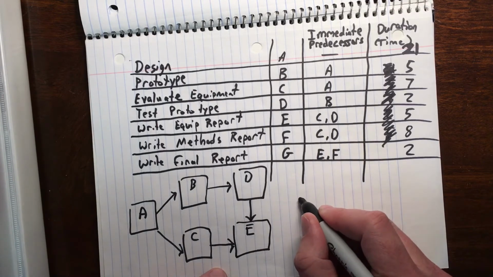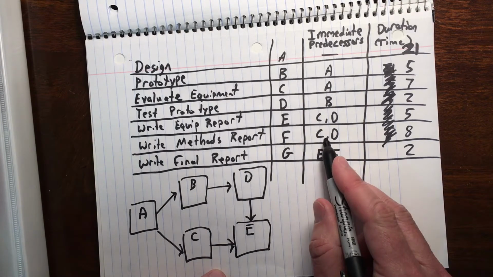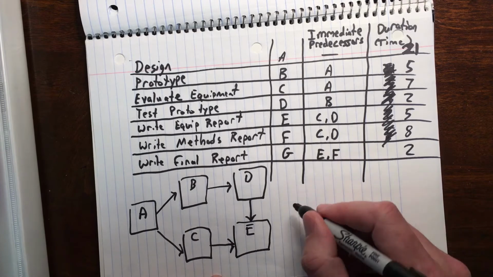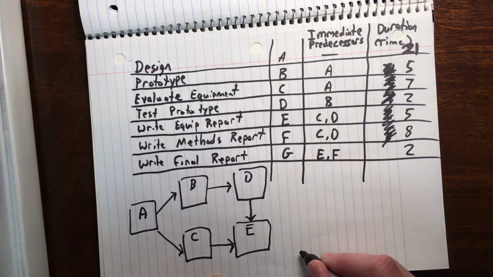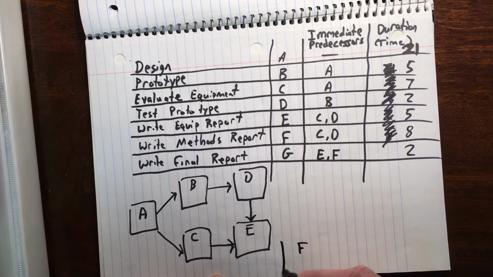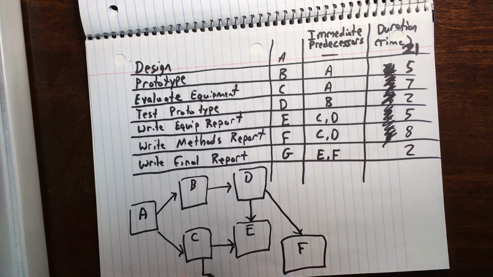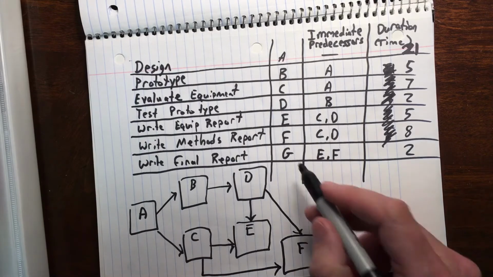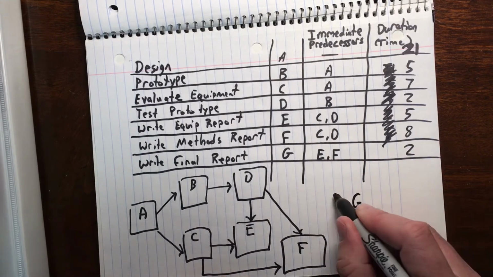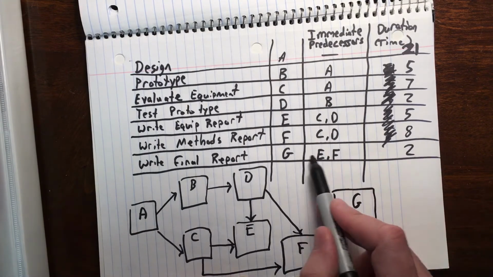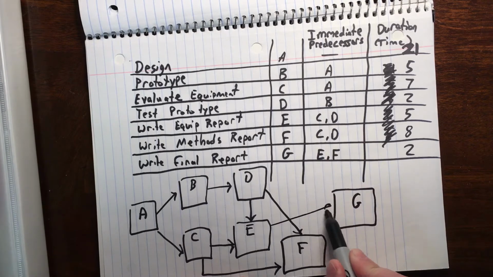F is also from C and D. Sometimes these things can get a little tricky with the way we draw them. Let's put F down here then. And let's have a D and a C pointing at it. And finally, our final activity is G, which comes from both E and F.